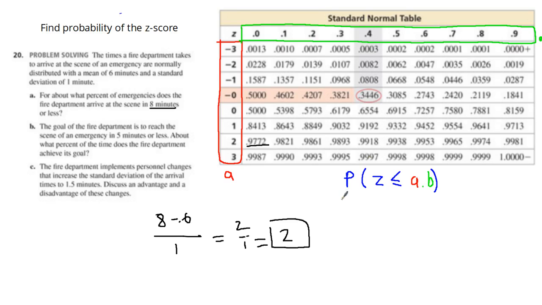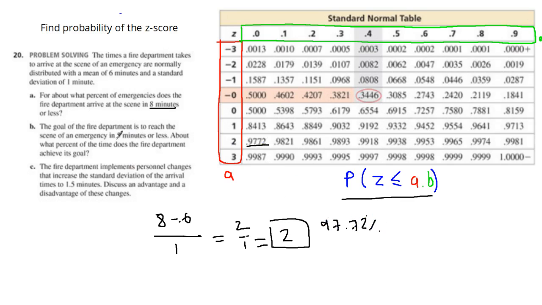This standard normal table is measuring the probability that Z is lower than a point. So it measures the times that they do it in less than the time the question asks. It will be less than 8 minutes, so it's less than the data point, right? If you want more than the data point, you have to do one minus. So it'd be 97.72%.